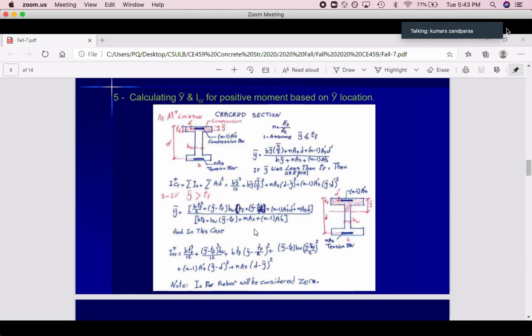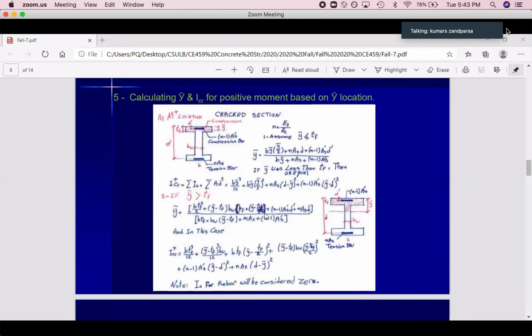Come to this part. Find y bar. So how can I find y bar? This y bar is based on two. In this case, y bar is not inside the flange because we checked that. It should be inside the web. So how can I calculate this? I have two segments of concrete, one this part, another this small part, and two parts of the rebar. So we have 4 segments.